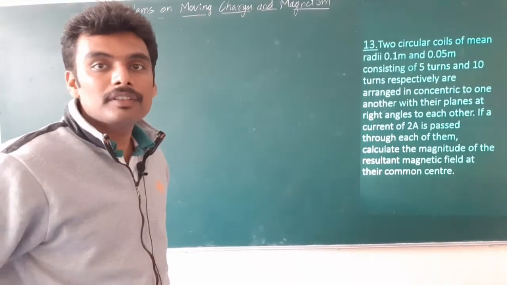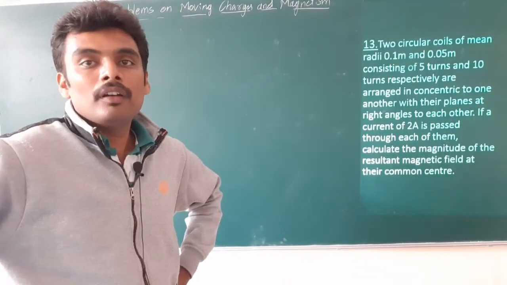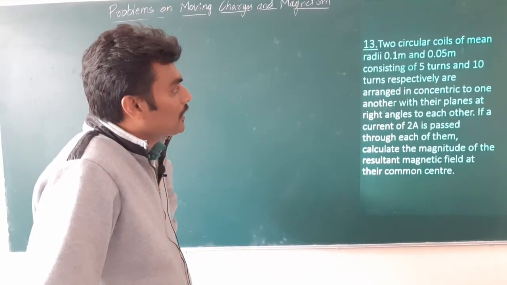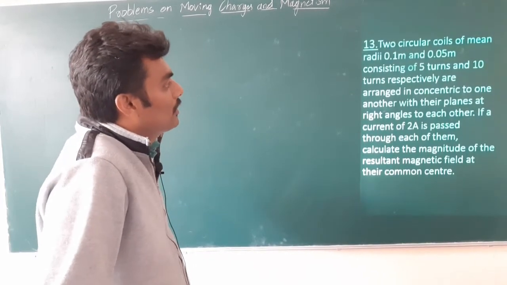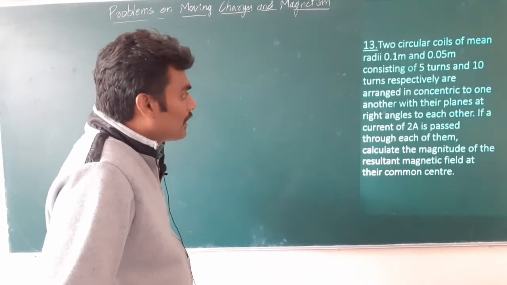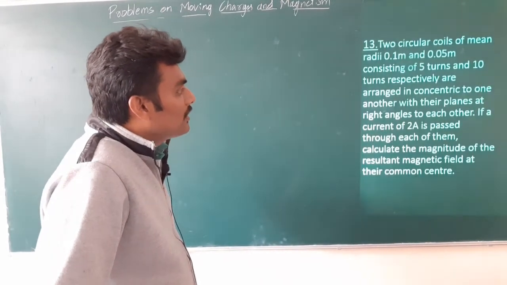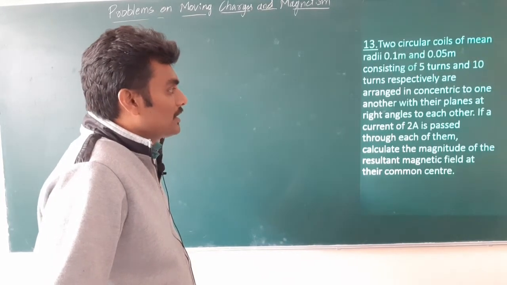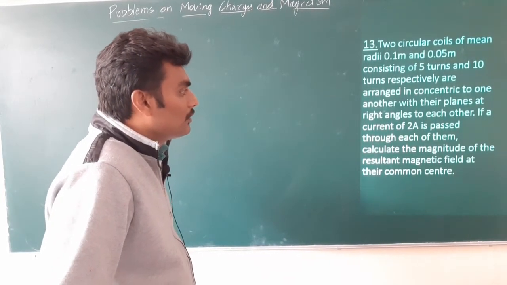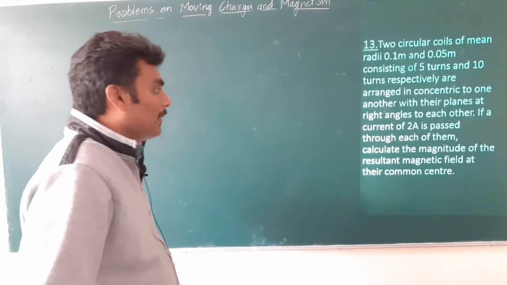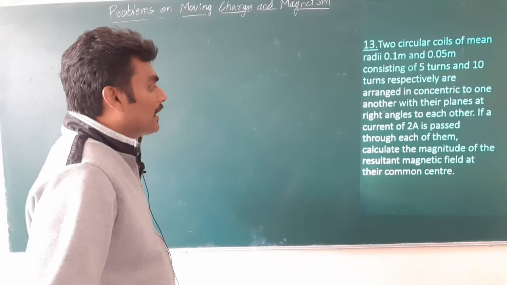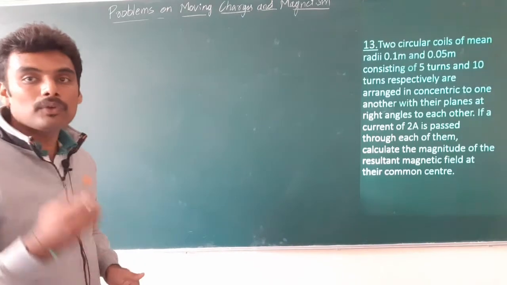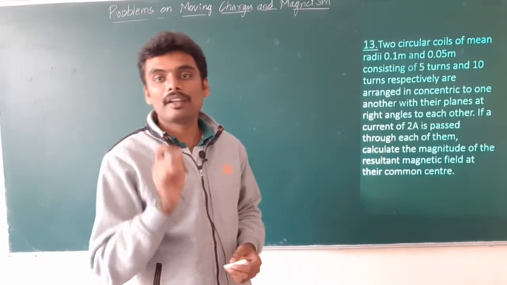Okay, next 13th one is as follows. Two circular coils of mean radii 0.1 meter and 0.05 meter consisting of 5 turns and 10 turns respectively are arranged concentric to one another with their planes at right angles to each other. If a current of 2 ampere is passed through each of them, calculate the magnitude of resultant magnetic field at their common center. Okay, so here is where we have two coils contributing magnetic field at a point.